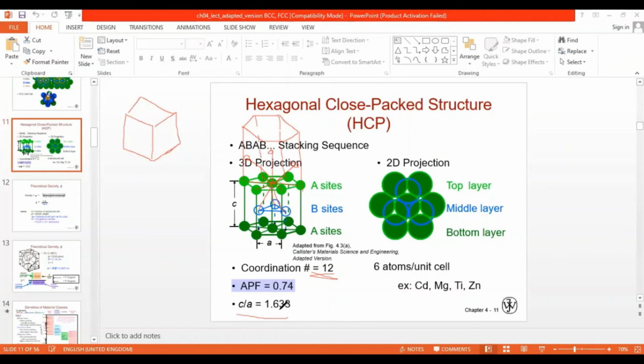We didn't mention anything about C upon A in the previous cases because they are all cubic structures and we don't need it, right? So this is a kind of special structure, and that's why it is less common.